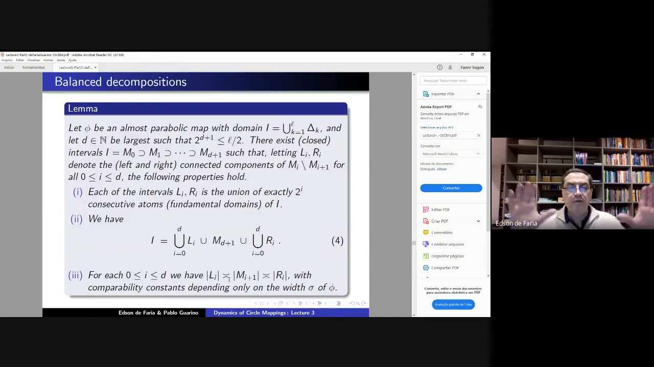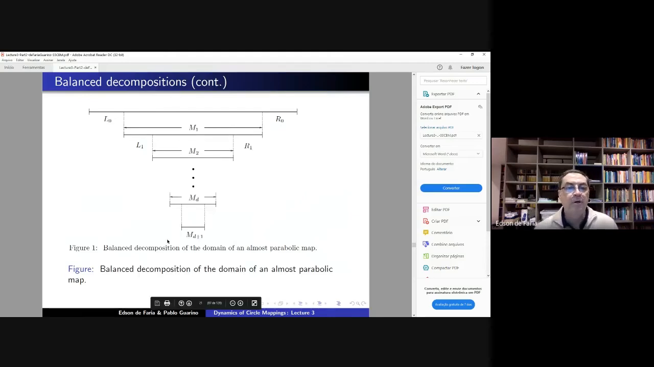Okay? So this gives you a decomposition of the domain of the almost parabolic map in a balanced way. At any level that you stop, you're going to have intervals Li, M i plus 1, and Ri that are comparable. Okay, so this is a very useful decomposition.